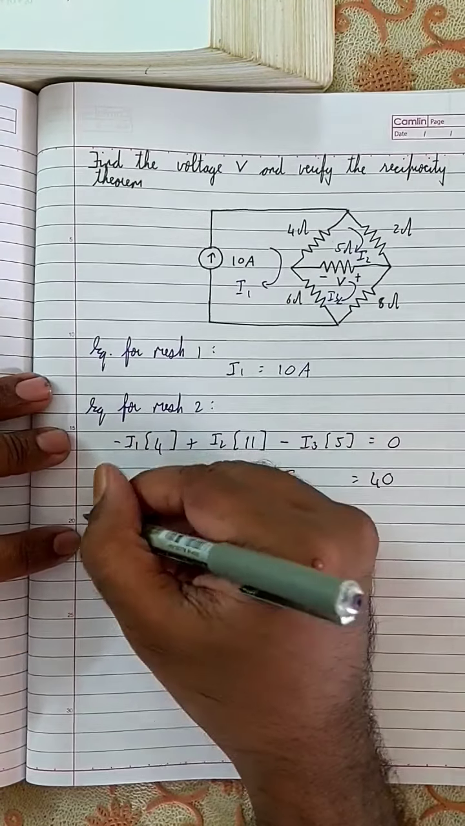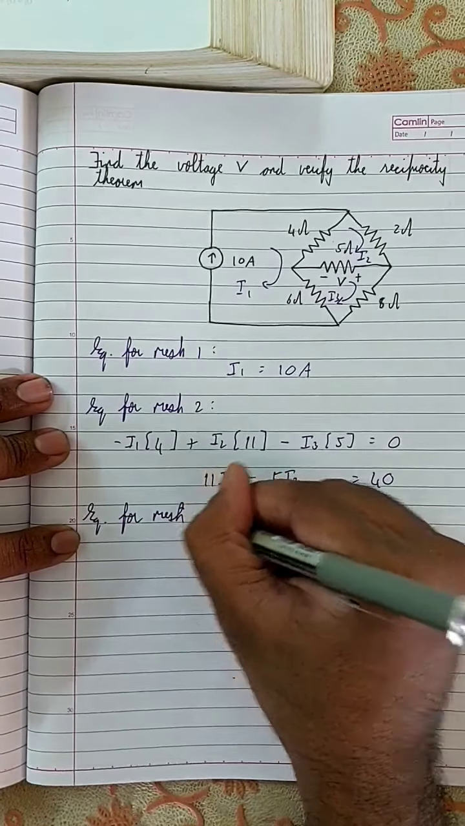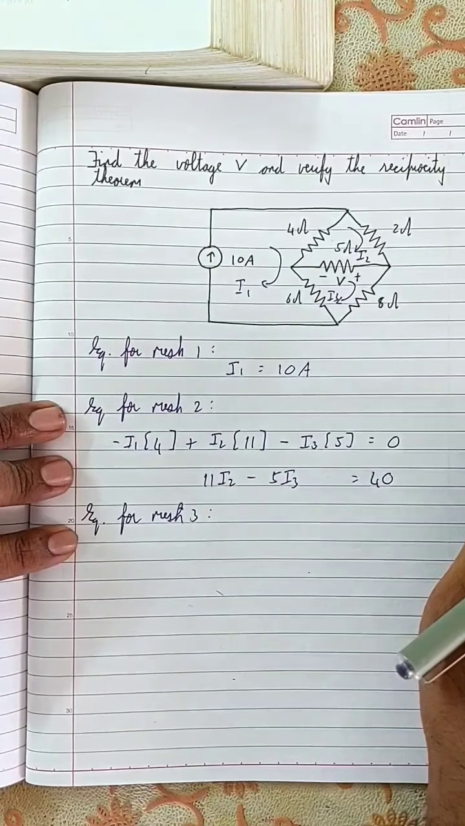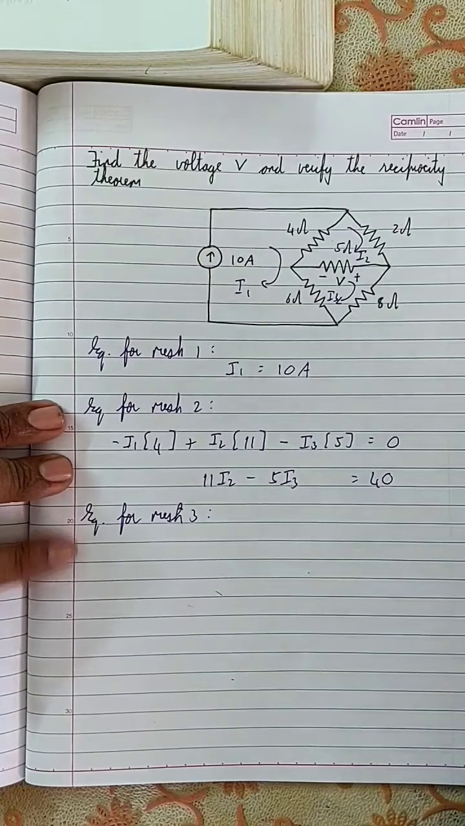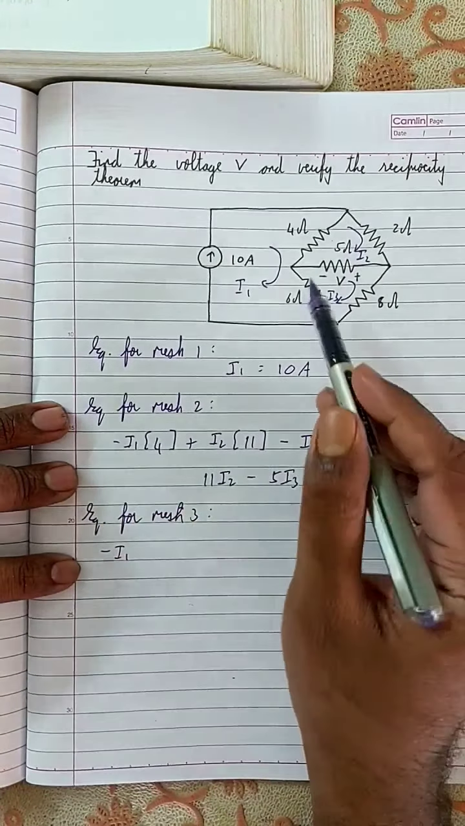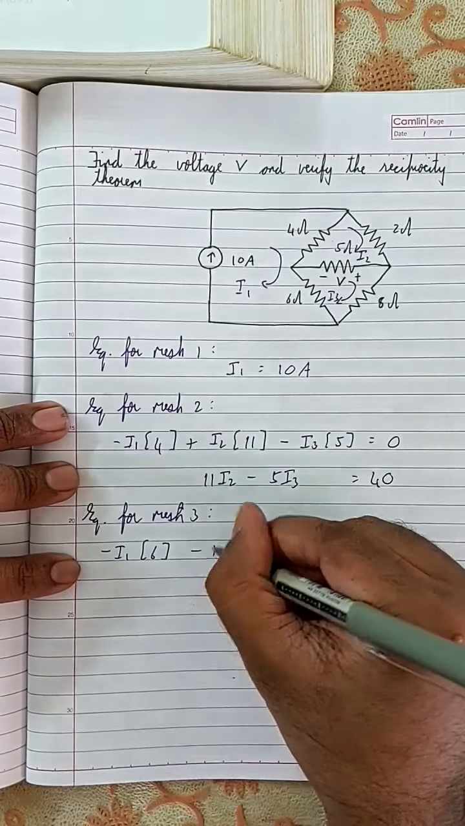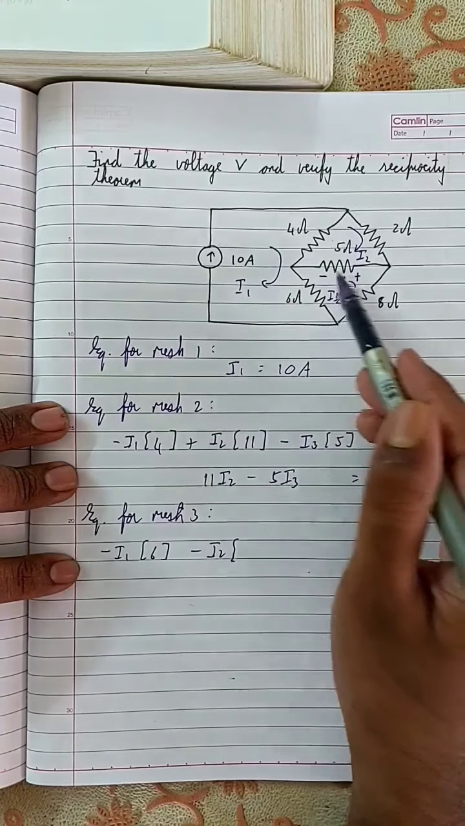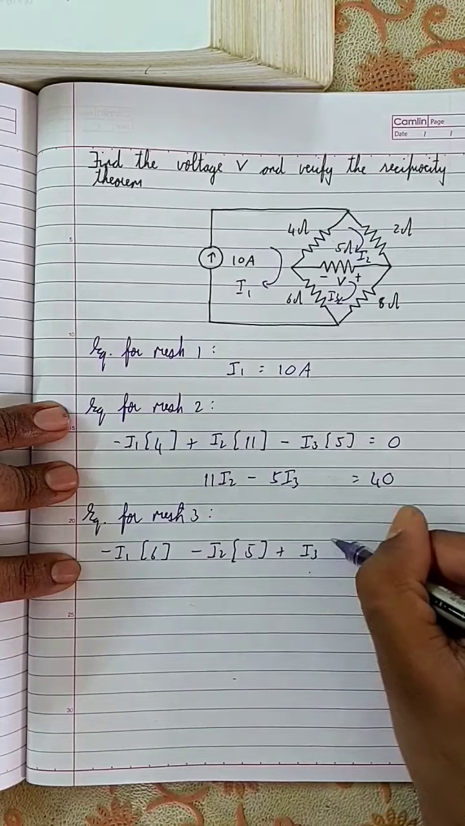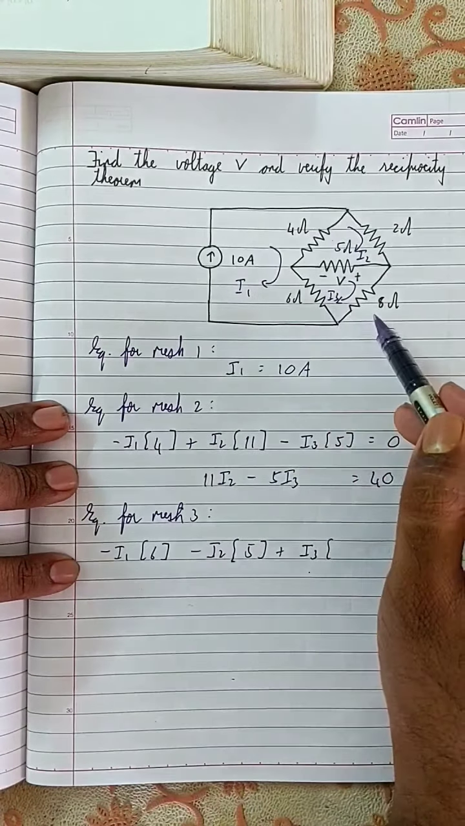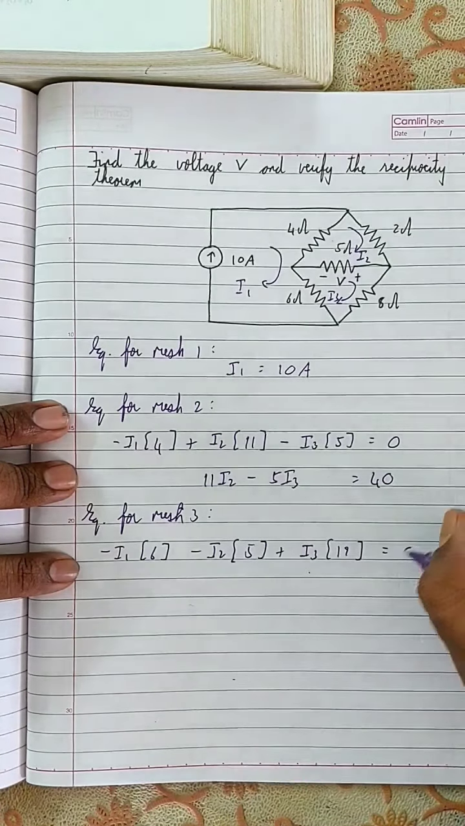Next is the equation for mesh 3. In mesh 3, I1 and I2 are negative and I3 is positive. So we have minus I1 into 6, since I1 touches only this resistor, minus I2 into 5, since I2 touches only this resistor, plus I3 into 19, since I3 touches these three resistors, 6 plus 8 is 14, 14 plus 5 is 19, is equal to 0.